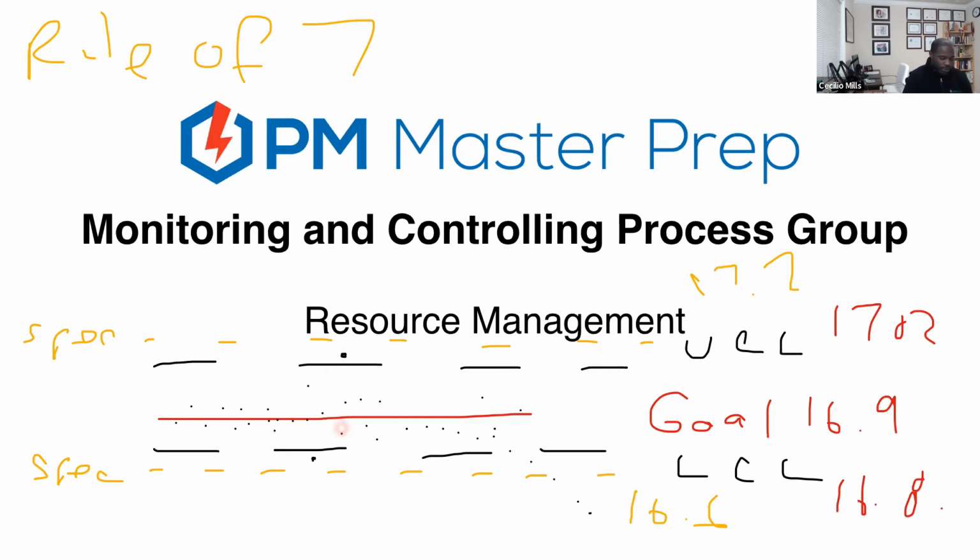This is going to come up on the exam. Bread and butter for PMI. So don't forget the control chart. Out of control if you're above the limits, or the rule of 7.